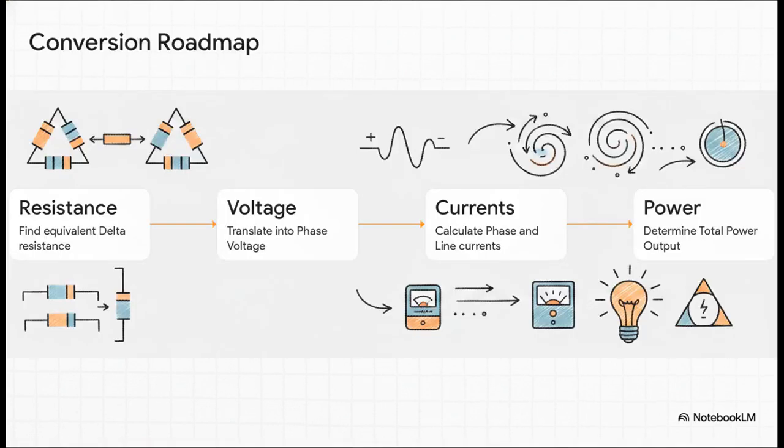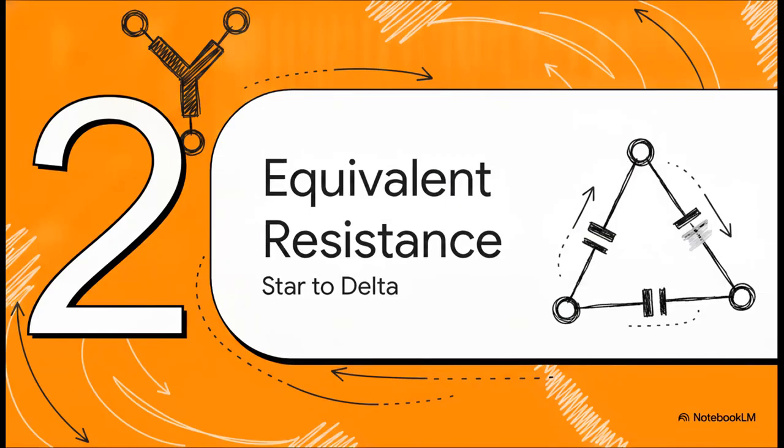These variables basically give us our conversion roadmap. Let's see how this builds, because we have 4 distinct mathematical checkpoints to hit: equivalent resistance, phase voltage, currents, and finally, total power. Moving right along to part 2, finding equivalent resistance.